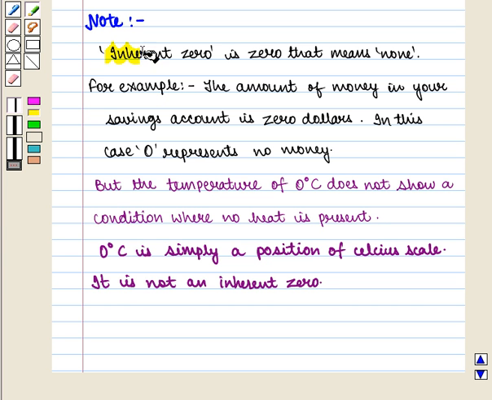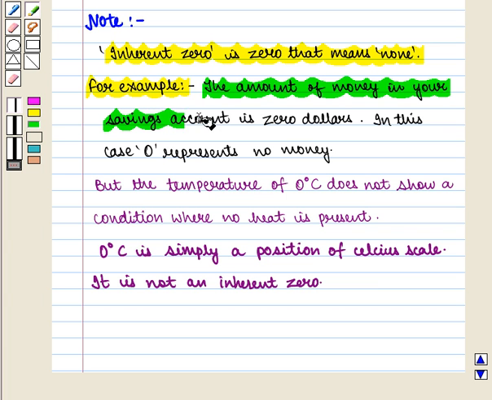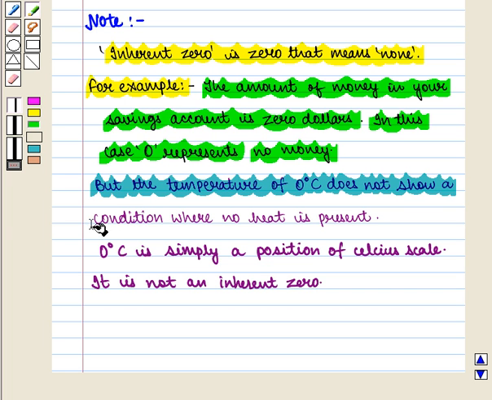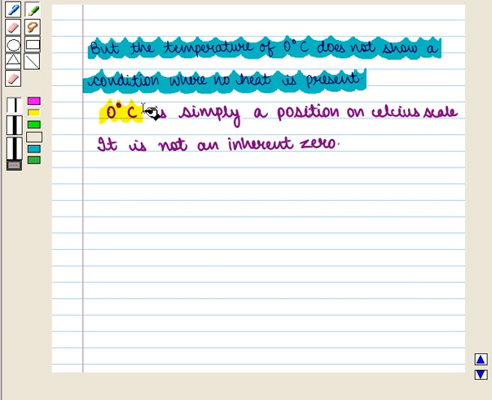We should note that an inherent zero is zero, which means none. For example, the amount of money in your savings account is $0. In this case, zero represents no money. But the temperature of 0 degrees Celsius does not show a condition where no heat is present. 0 degrees Celsius is simply a position on the Celsius scale. It is not an inherent zero.